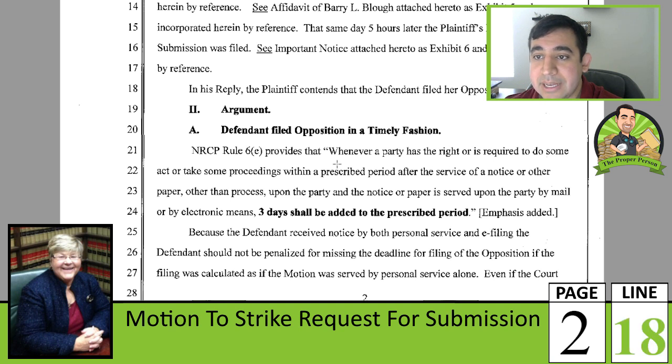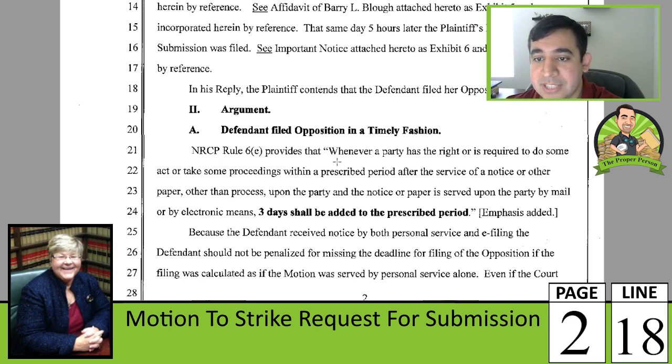In my reply, I'm contending that she filed her opposition late, because she did. She did file it late, and she knows she did. But she can't admit that to the court, because that would be so bad. If she admitted she made this mistake, she could be subjected to disciplinary proceedings. She could be subjected to, what do they call it, attorney malpractice. They have another name for this, litigation malpractice, which would destroy her insurance premiums. They would skyrocket. So she can't admit this.